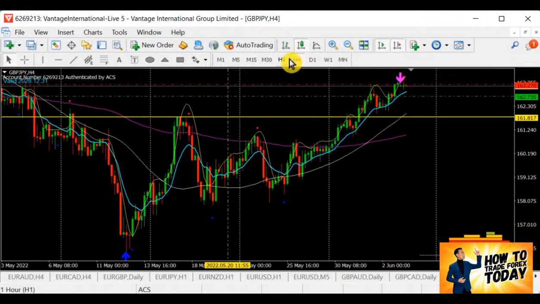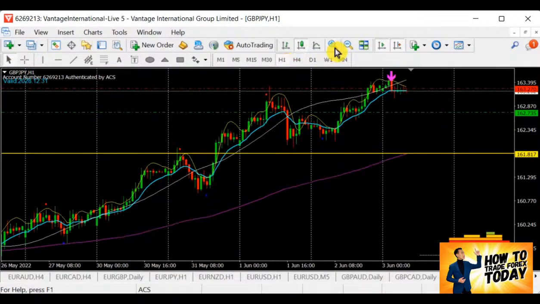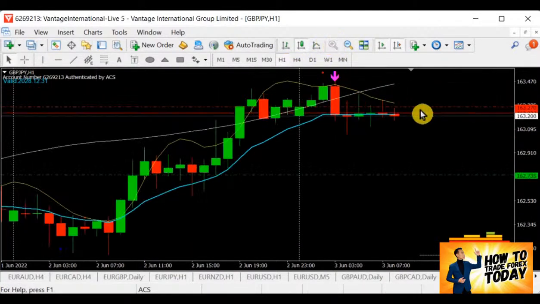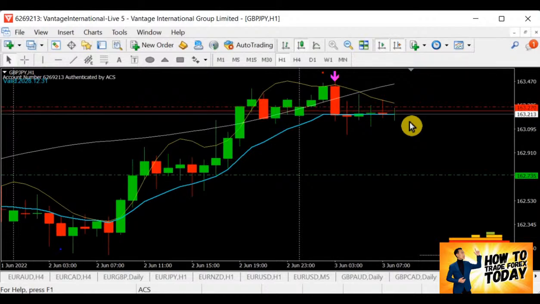So please be very careful. As we can see in H1 over here, it went very flat. When a chart looks like this, it shows the market is indecisive right now and doesn't know where to go. So the chance of going up or down is 50-50. For this case, I'm going to skip this.